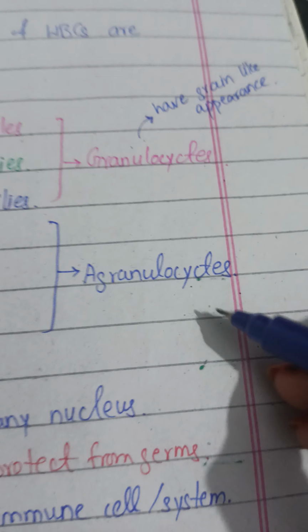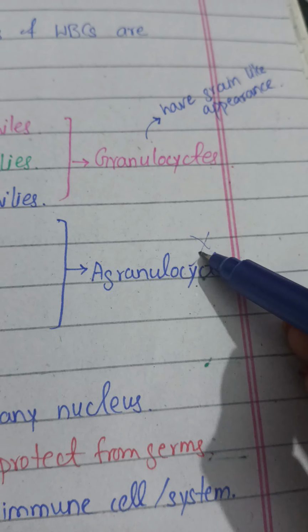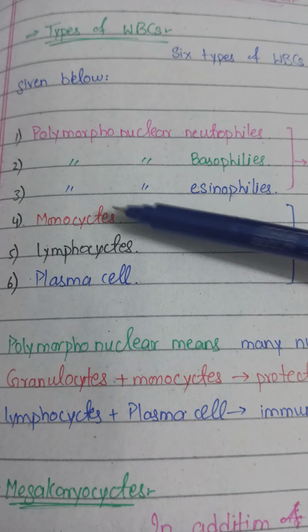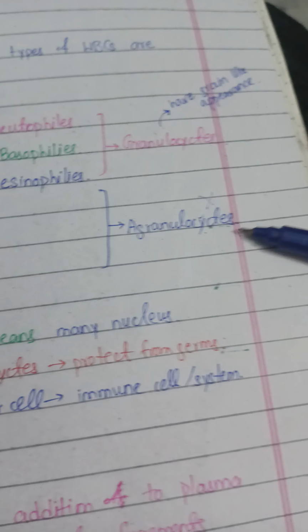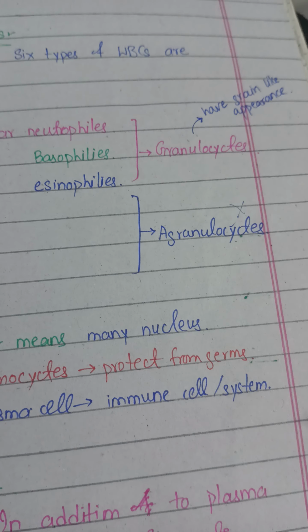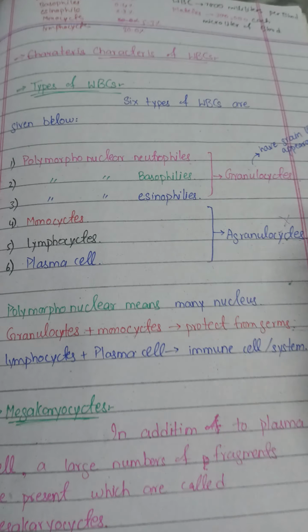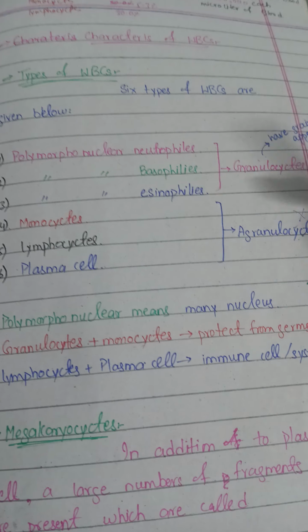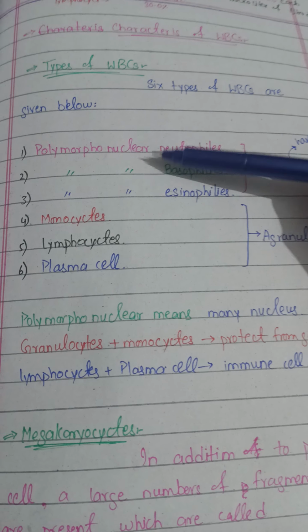Okay, or while the agranulocytes have no granular appearance in them. Monocytes, lymphocytes, and plasma cells are included in our agranulocyte cells. Now, why do we call neutrophils, basophils, and eosinophils polymorphonuclear?